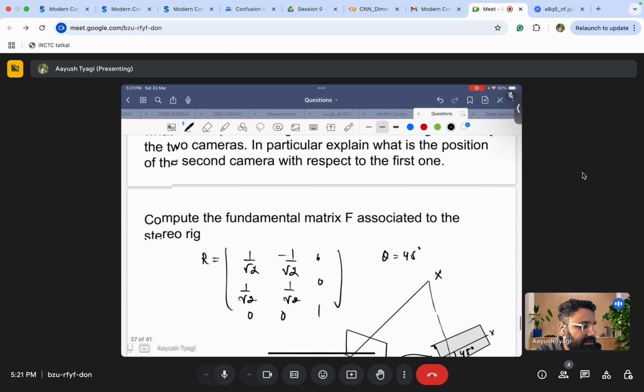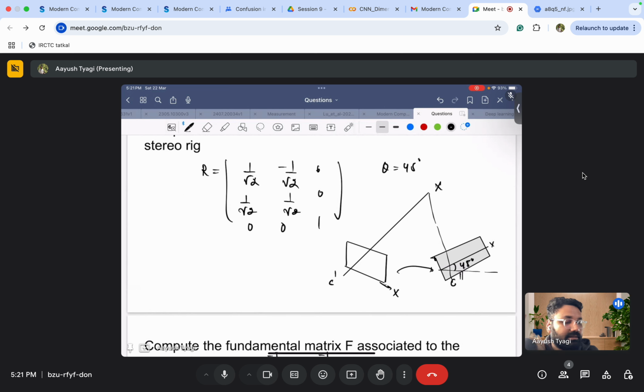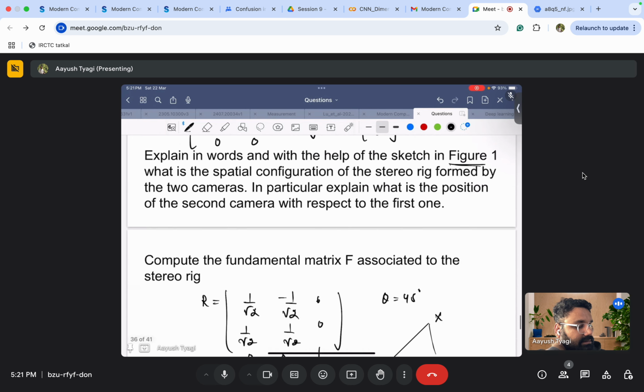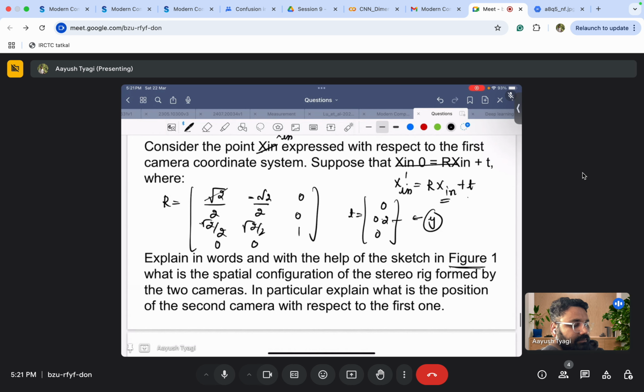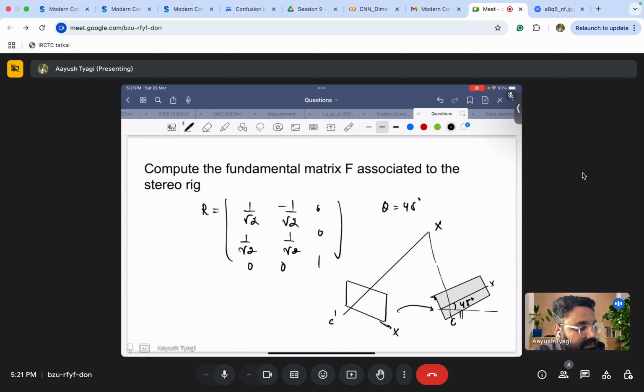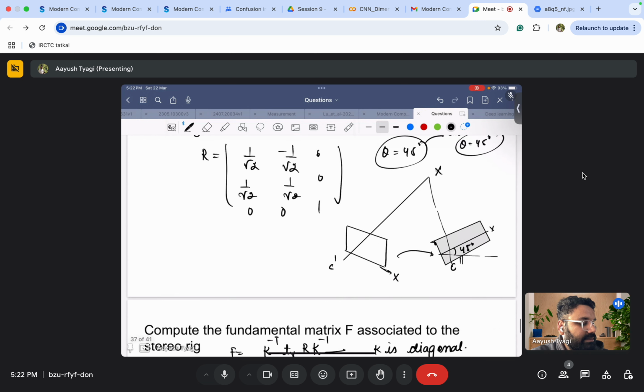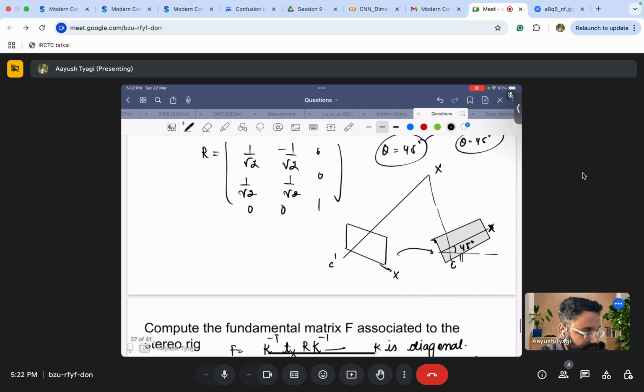Essentially, you want to see what is happening in this case. You have an R matrix in this form, so divide everything into an easier form: everything is 1 by root 2, minus 1 by root 2, 1 by root 2. This boils down to cos of 45, so your theta is basically 45. You have one camera plane, whereas the other camera plane is rotated by 45 degrees. This is what the translation and the rotation mean: there is a translation along the y-axis, plus a rotation of 45 degrees, so your x is now rotated by 45 degrees.